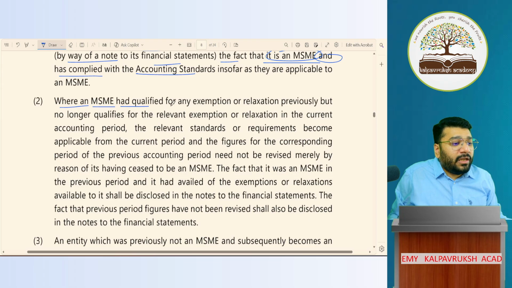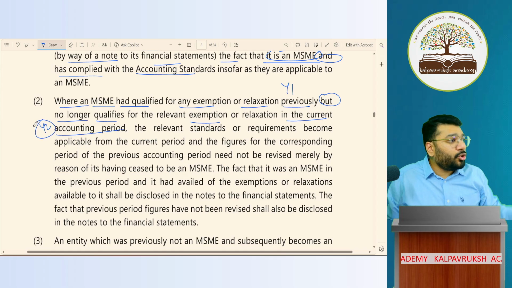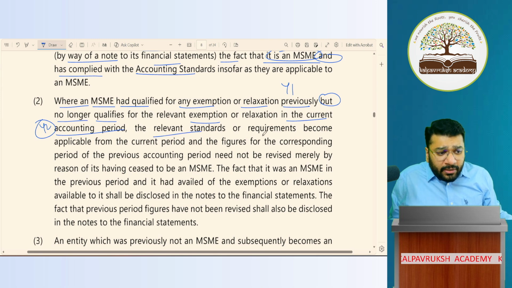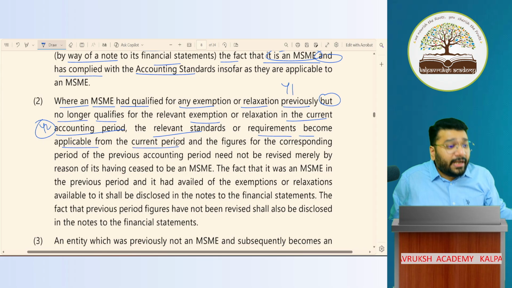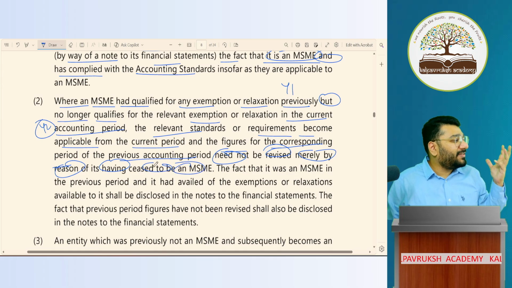Where an MSME had qualified for any exemption or relaxation previously, that is in year 1, but no longer qualifies for exemption in the current accounting period, which is year 2, because it became a large entity, there is no exemption. The relevant standard or requirement becomes applicable from the current period only, and the figures for the corresponding period of the previous accounting period need not be revised merely by reason of it having ceased to be an MSME. Heavy language.